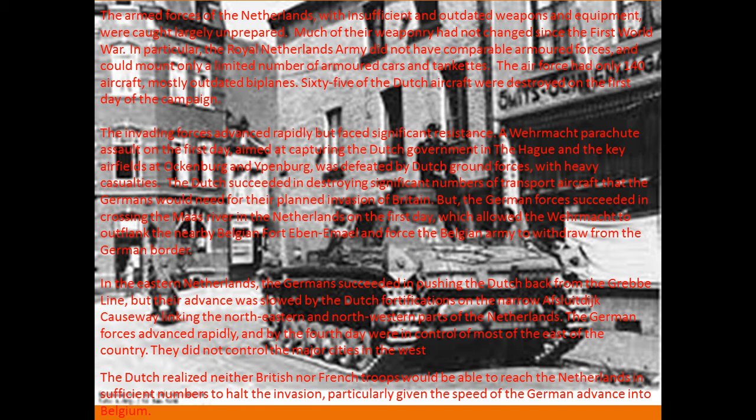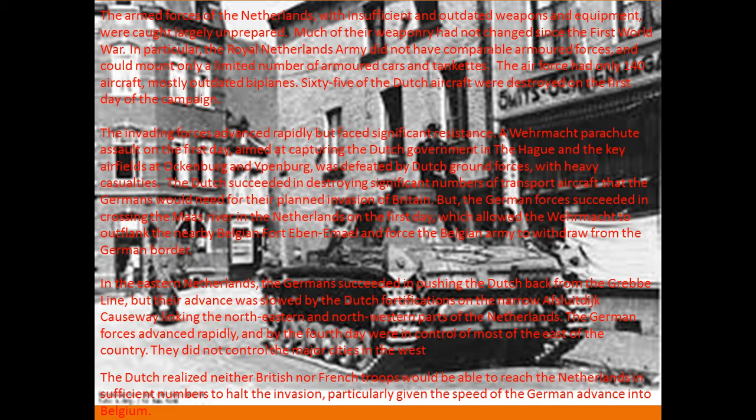The armed forces of the Netherlands, with insufficient and outdated weapons and equipment, were caught largely unprepared. Much of their weaponry had not changed since the First World War. In particular, the Royal Netherlands Army did not have comparable armored forces and could mount only a limited number of armored cars and tankettes. The Air Force had only 140 aircraft, 145, 140, mostly outdated biplanes. 65 of the Dutch aircraft were destroyed on the first day of the campaign.